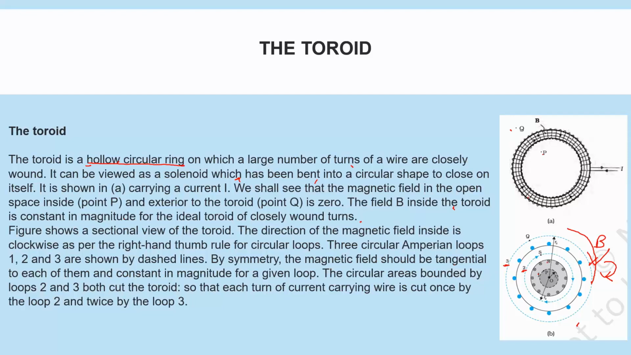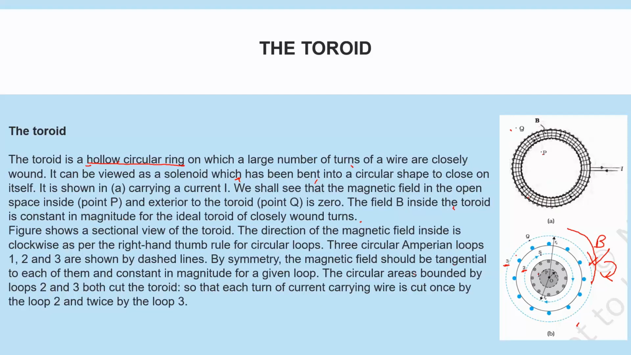loop. So all the field on the circular loop 1 will have tangential direction and will be equal in magnitude, whereas the magnetic field in circular loop 2 will be equal in magnitude at any point on the circular loop 2, and similarly for circular loop 3.